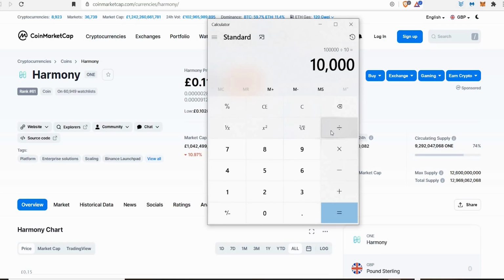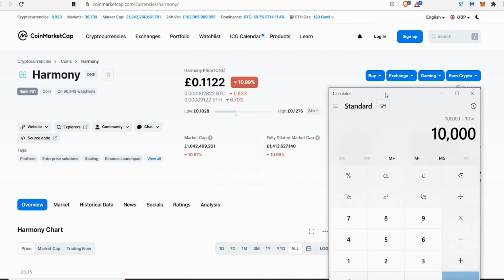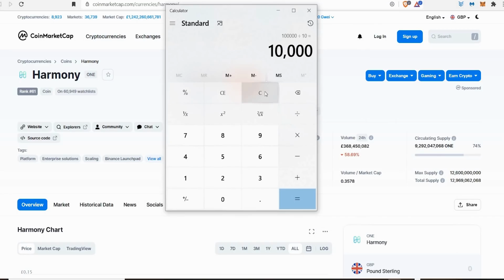Some of you may have that. I mean, look at the price now. Some of you may have that. Let's just take this a step further in relation to the American side of things, dollars. Divide it by this price here, $13.83. You would need 7,230 Harmony coins. That's how many you'd need.